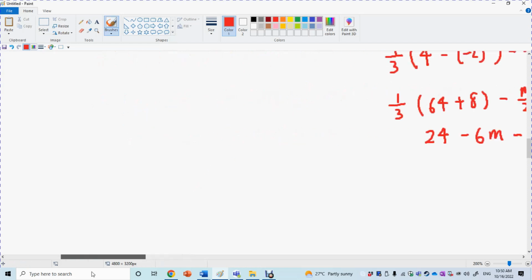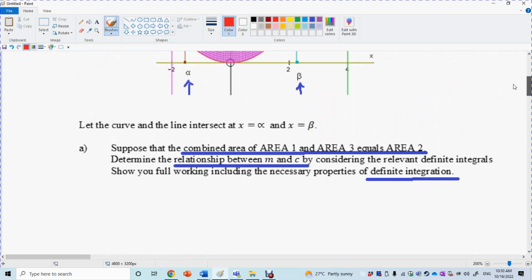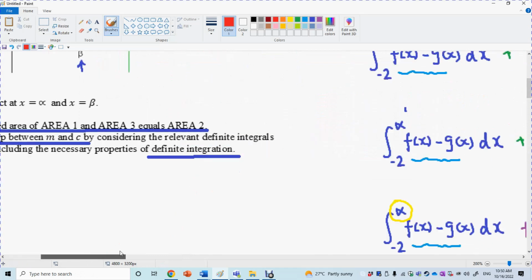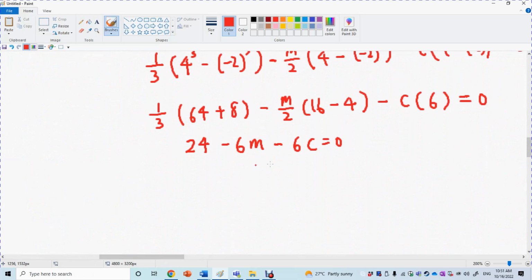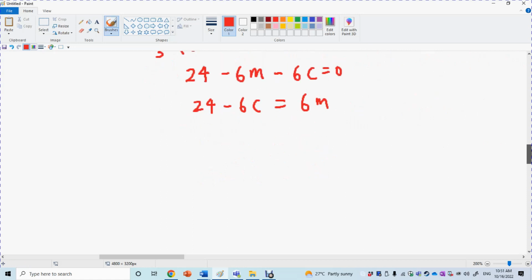Remember what the question is about: to find the relationship between m and c. So we are nearly there, very close. What I want to do is put m as the subject. If I put minus 6m to the right-hand side, you see the numbers 24, 6, and 6 are all divisible by 6. So let's divide both sides by 6, and that will give you 4 minus c equals m. You can rewrite that as m equals 4 minus c. So that's the relationship between m and c.